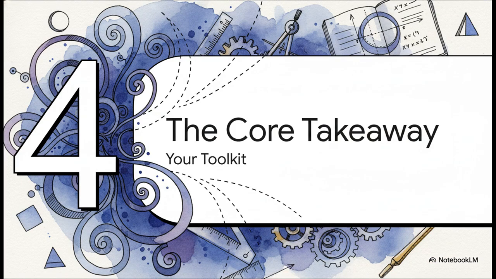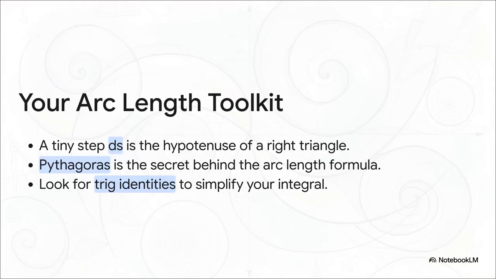We've covered a lot of ground. So after all that, what are the most important things you need to walk away with? Let's boil this whole thing down to the essentials. So what's in your new arc length toolkit? First up, always picture that tiny step along the curve as the hypotenuse of a right triangle. It makes everything make sense.